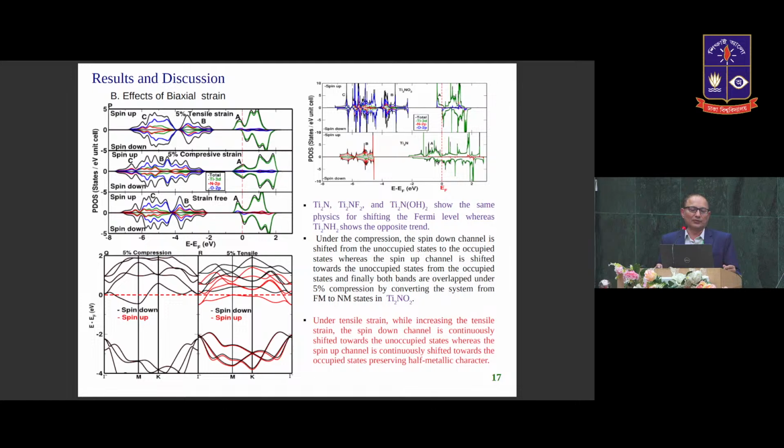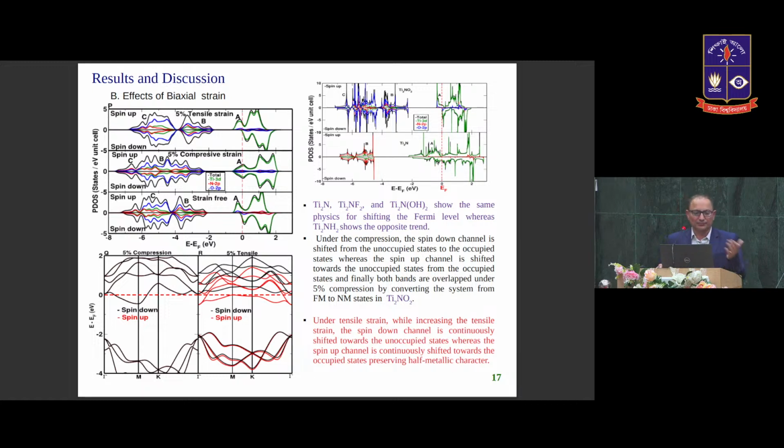This is the case when we are using the biaxial strain within the system. Biaxial strain means in the X and Y plane. This is 2D, so we use the biaxial type of strain here. This is the case of the 5% compression and the 5% tensile strain. This is the band structure plots, and this is the density of states plots. Then this shows the same kind of features. In 5% compression, it shows the spin down, spin up channels. That is the half metallic type of behavior it shows.